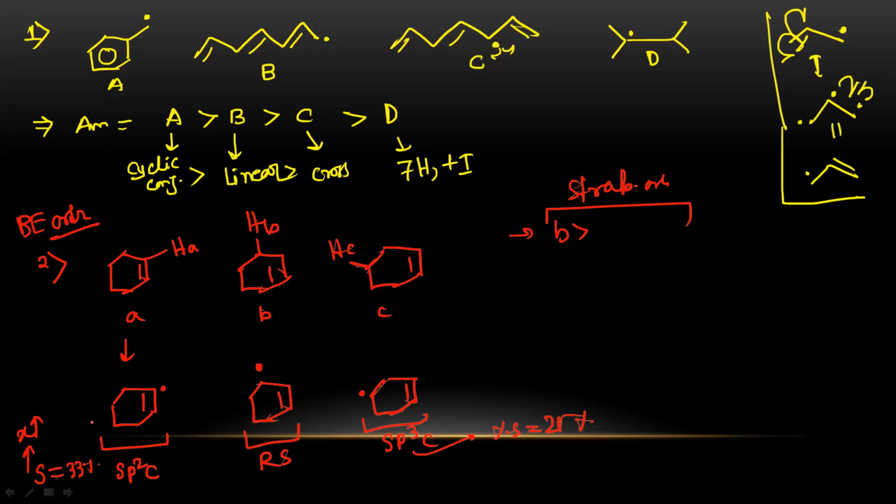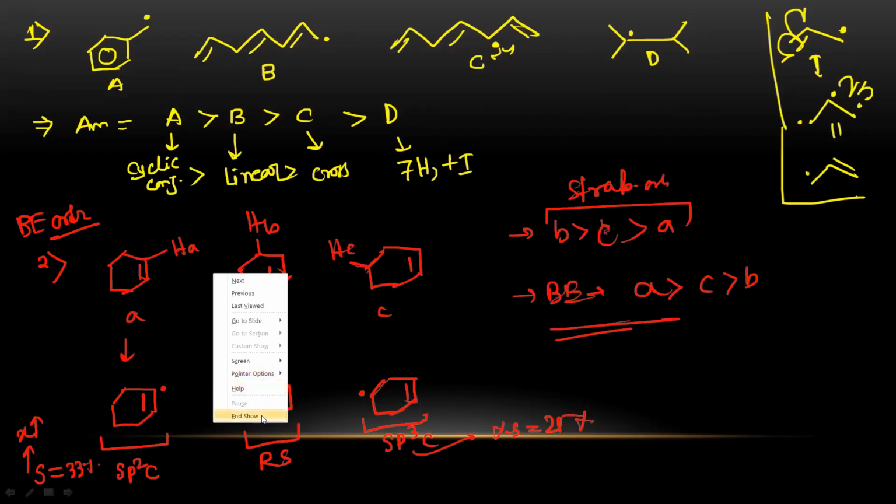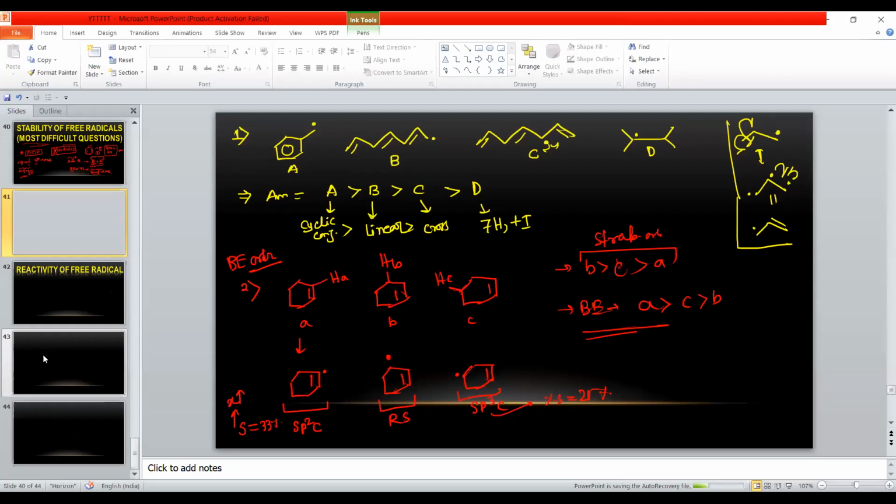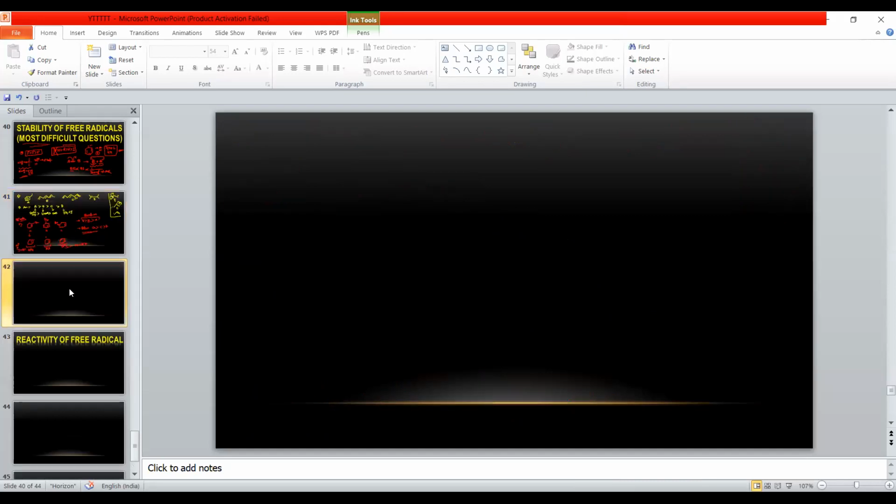Now, this free radical is an electron deficient species, like a carbocation, isn't it? A carbocation is electron deficient and a free radical is also electron deficient. So the more the S character, the more it will destabilize the system, isn't it? So A will be least stable. And then C. So that will be the stability order. So the bond energy order will be the simple reverse: A, C, B. That's a simple thing. Okay, I hope you have understood that.